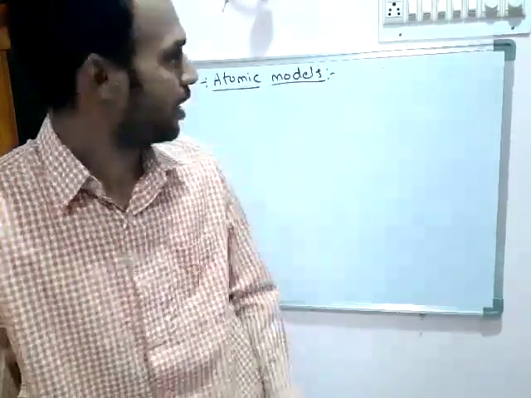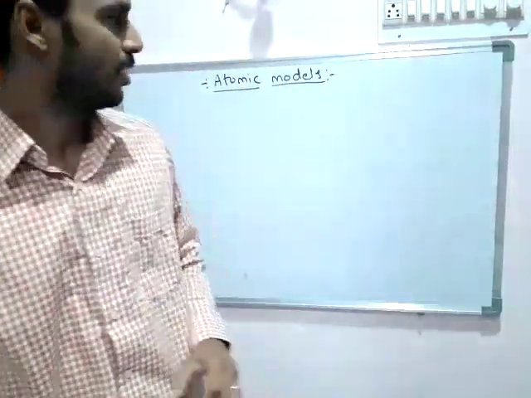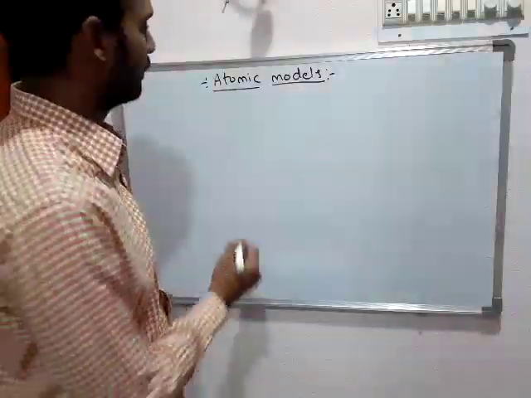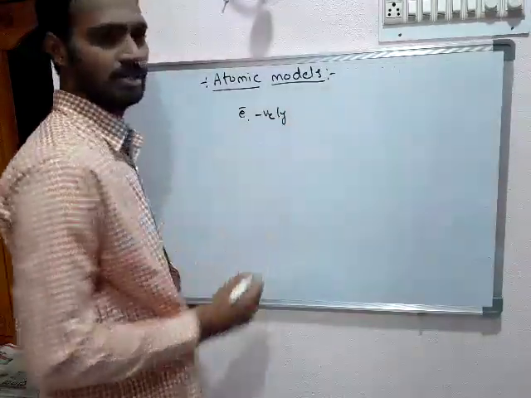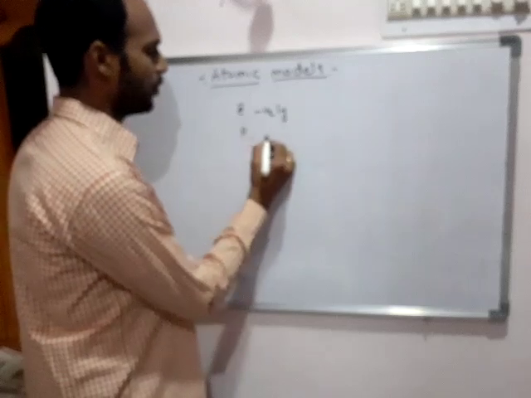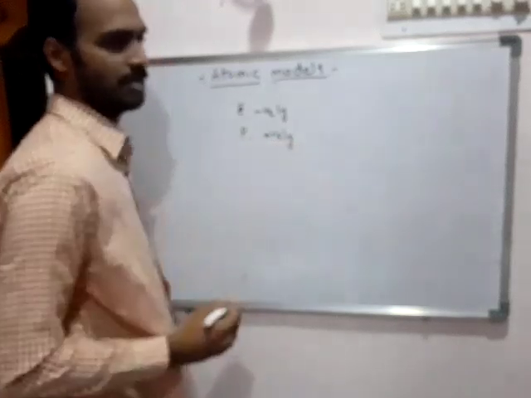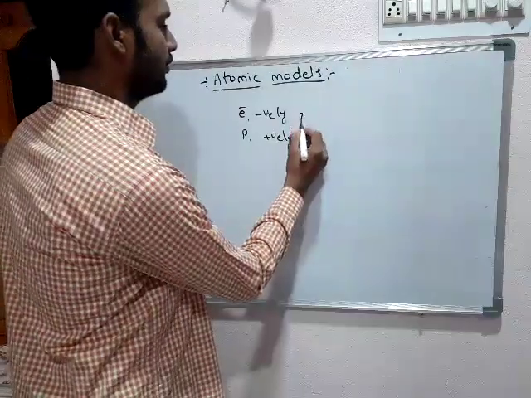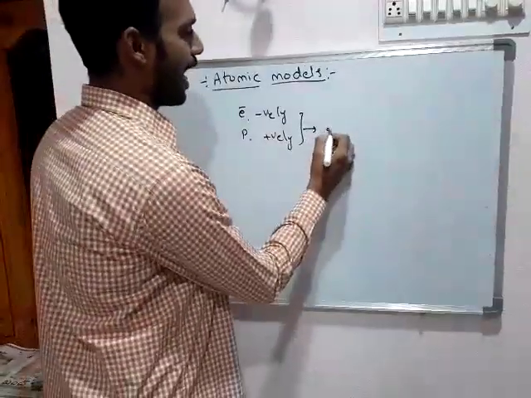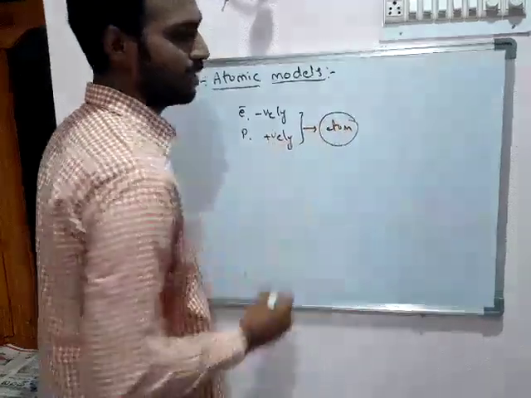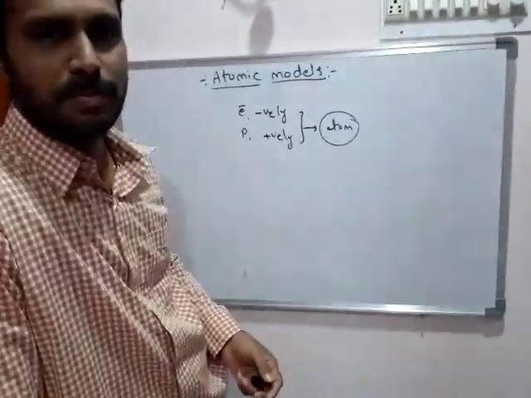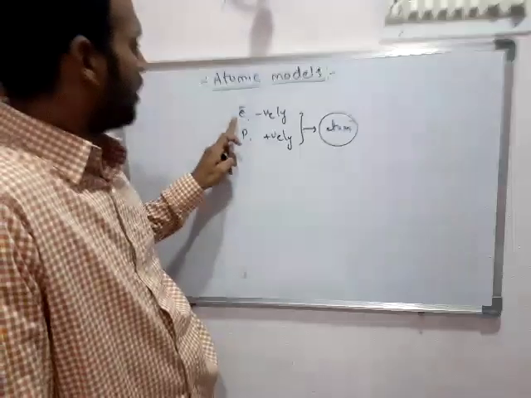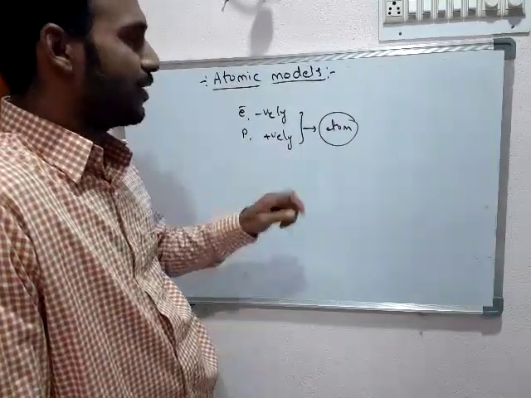So now we discuss the atomic models. After the discovery of electrons, which are negatively charged, and after the discovery of protons, which are positively charged, in the atom, many scientists tried to explain the arrangement, that is, the distribution of electrons and protons within the atom.